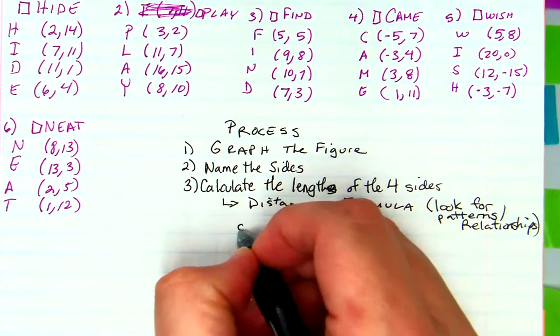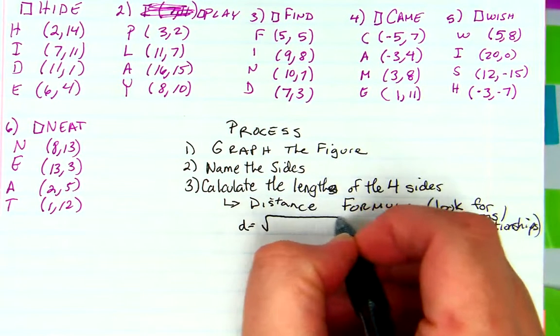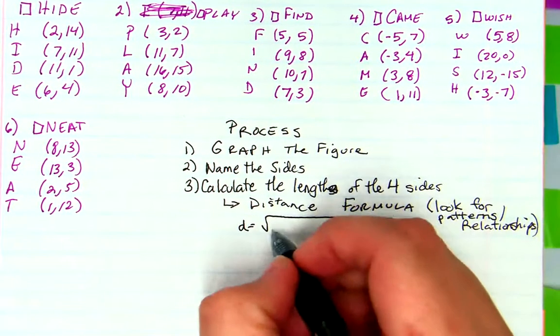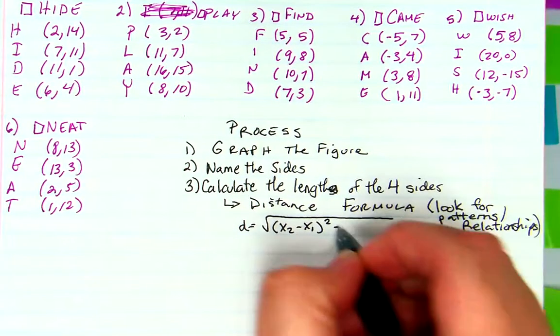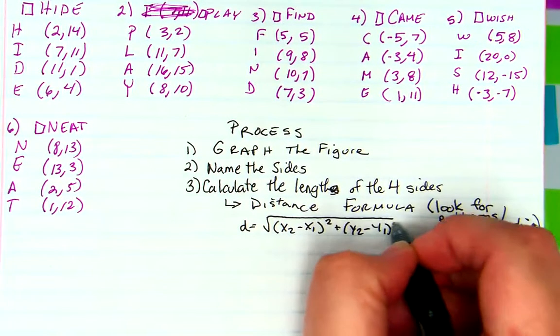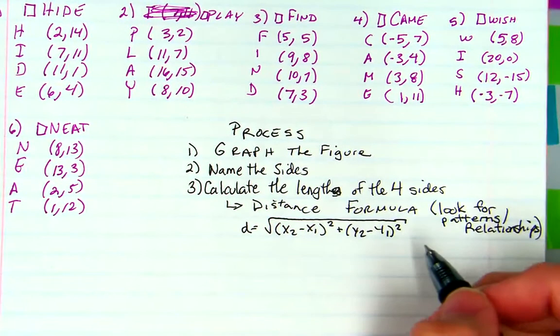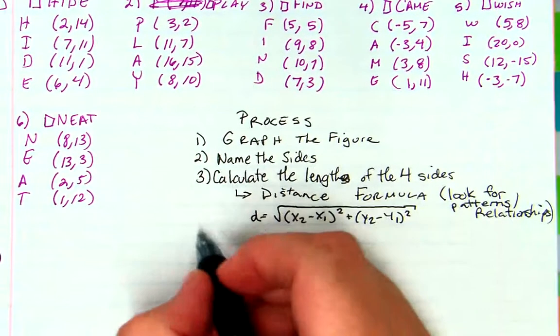And if you want to, you can write it as d is equal to... I had you do this. You don't really have to. I'm just being complete here. d equals the square root of x2 minus x1 squared plus y2 minus y1 quantity squared. So that's what you need to do there.